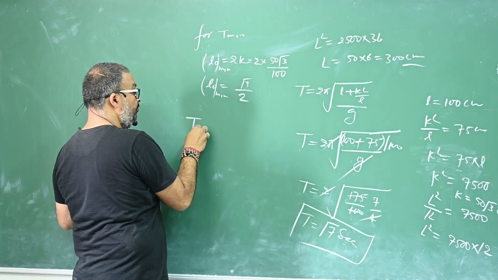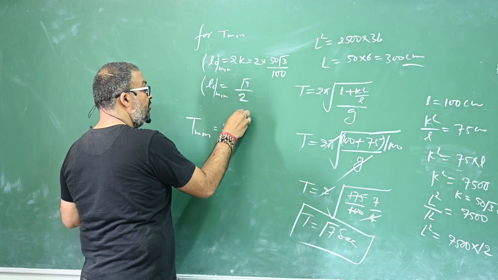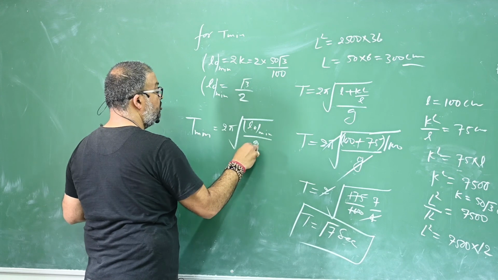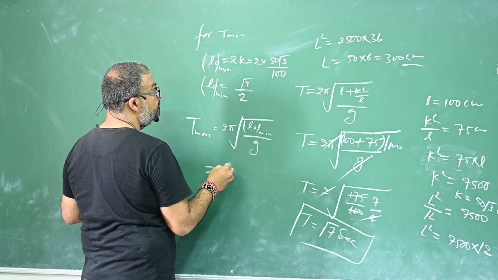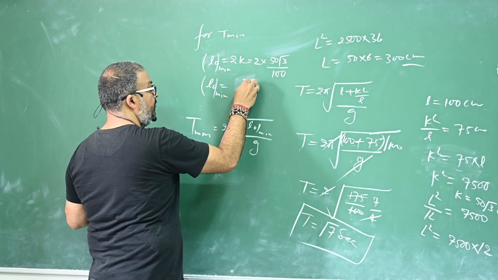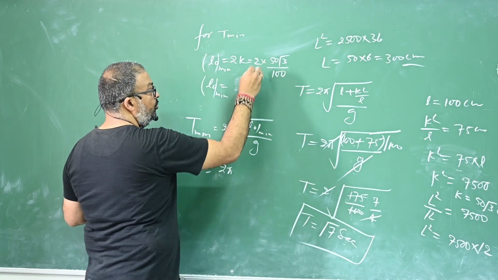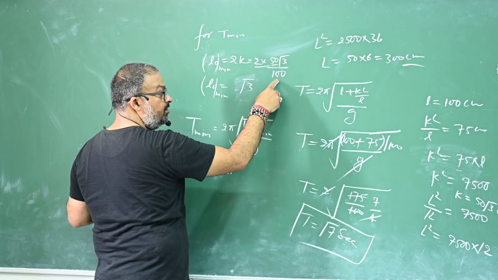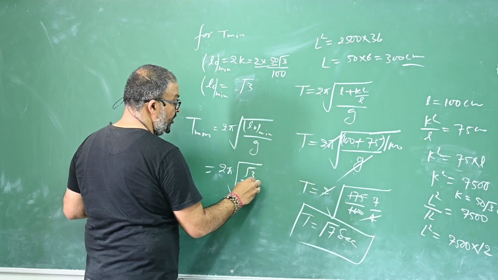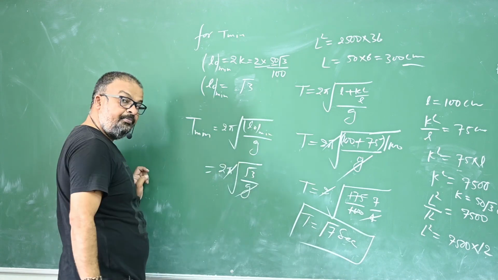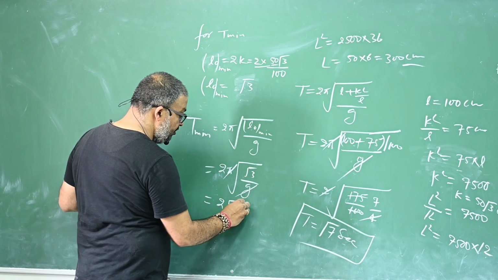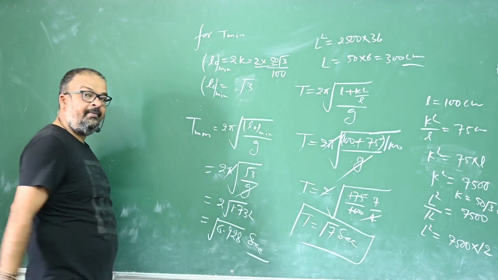So the time period minimum will be equals to 2 pi square root of L naught minimum upon G. So it was equals to only root 3. So 2 pi, 2 into 50 is 100, 100 by 100 is 1. So it will be 2 pi square root of root 3 upon G. Root G and pi are cancelled, so it is 2 into square root of 1.732. Okay, got it?